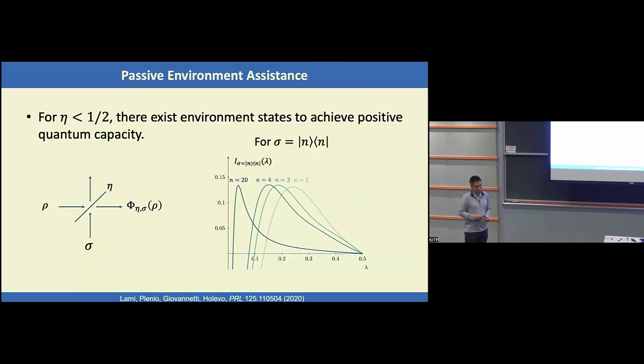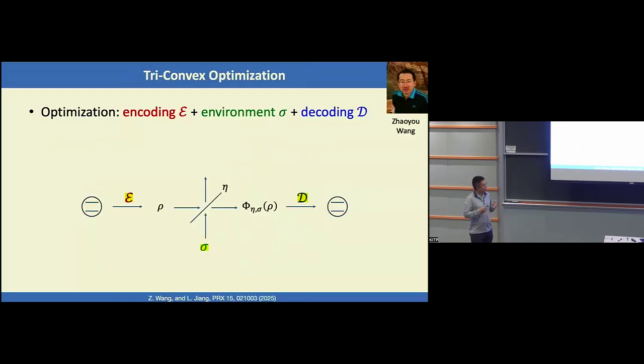Okay, so now in order to understand, can we optimize it? We again look into numerical optimization. This time, instead of just optimizing the encoding and decoding, we can also optimize the choice of the ancillary state. It doesn't have to be vacuum, it can be any state.